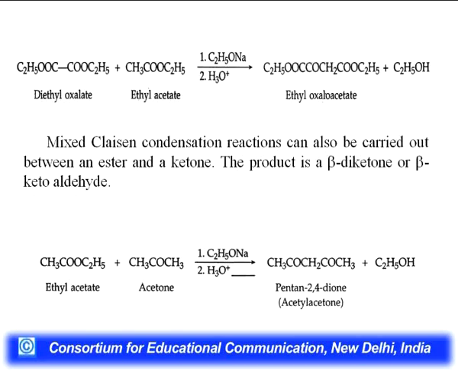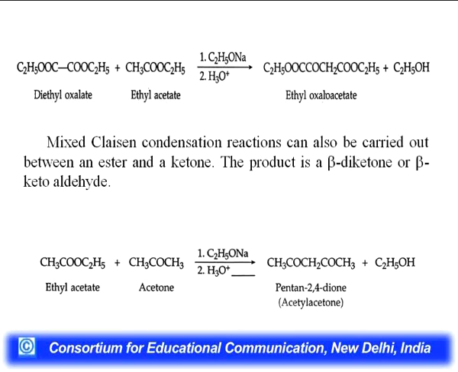Another example, diethyl oxalate, you can also see here there is no alpha hydrogen, will give you ethyl oxaloacetate. So, one molecule will contain the alpha hydrogen like ethyl acetate, while another will not contain it, like diethyl oxalate. It is called cross Claisen condensation reaction.